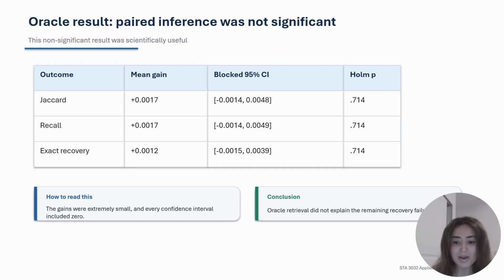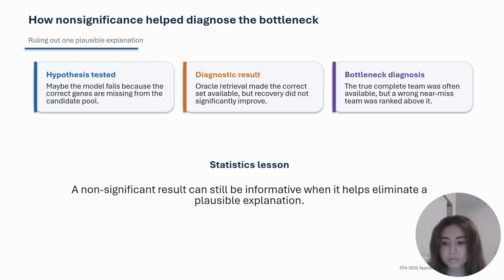The gains of perfect retrieval versus imperfect were not significantly different from each other. As you can see, the gains are very negligible, and 0 is included in the confidence interval. That suggests the retrieval, perfect or imperfect, is not explaining the failure in the recovery of the model. The main takeaway is that a non-significant result can still be informative because it helps eliminate potential explanations, as we did in this experiment.